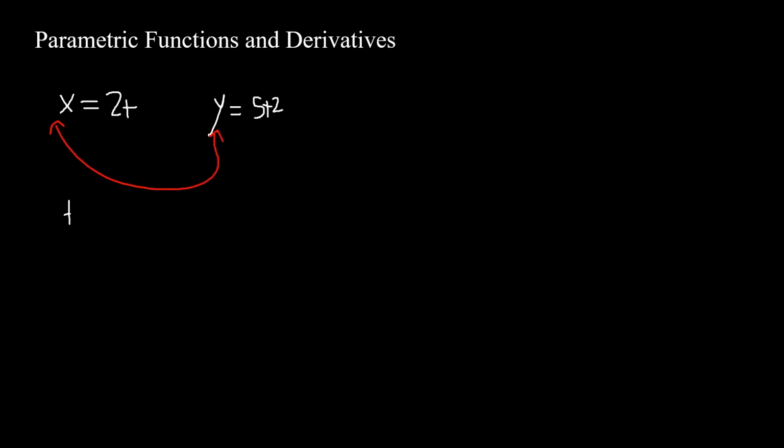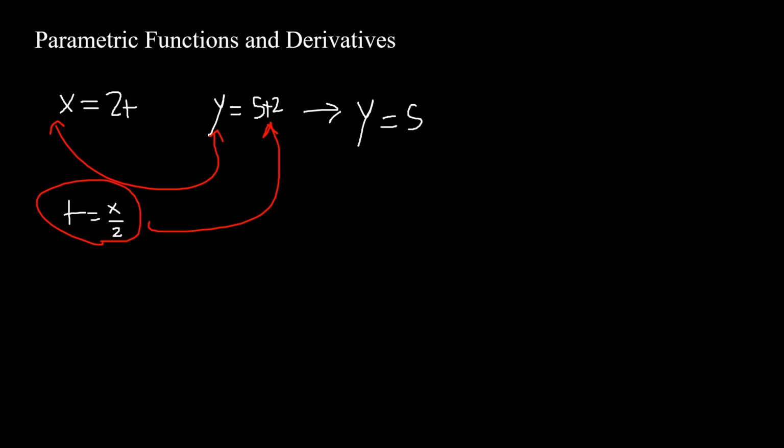We see that t is equal to x over 2, and then we can plug this value into the t in the y. Now we see that y is equal to 5 times (x over 2) squared, which is equal to 5 over 4 x squared. So we were able to find a relationship between x and y, and this is called removing the parameter. Then how do we define the derivative of this parametric function?